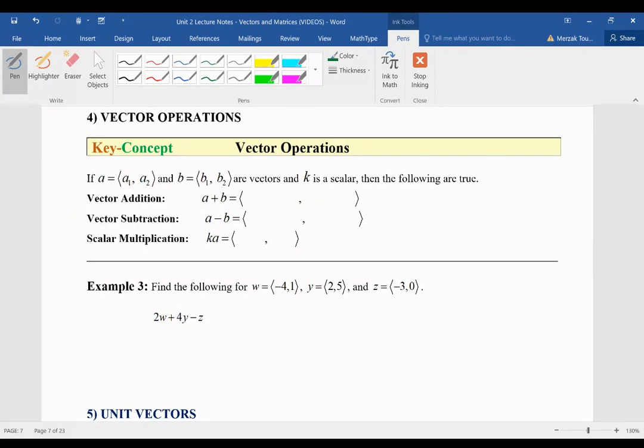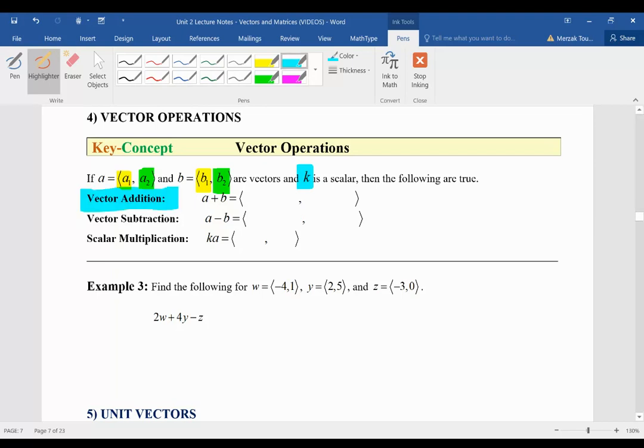So let's say we're given vector A with its x component A1 and the y component A2. And same for vector B, x component B1 and y component B2. And also, let's say we have a scalar k, some number. Then the following are true. So how do we add these two vectors? Let's start with the addition.